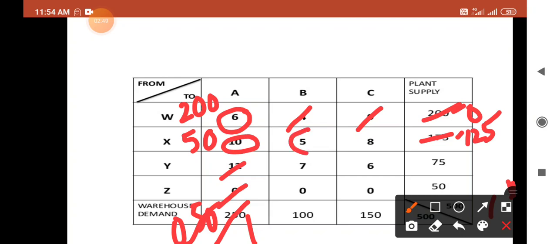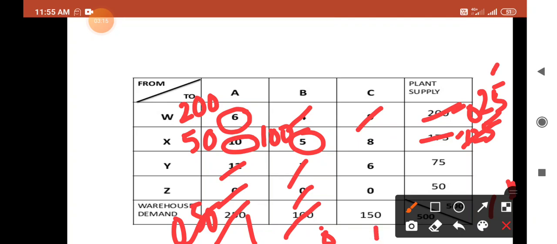Out of the remaining, 5 is the northwest corner. Here there is 125, here 100. Minimum is 100, so we make the allocation 100. 100 minus 100, 0. Other elements in that column get cancelled. 125 minus 100 is 25. Okay, remaining is 8. For the 8, there is 25 here and 150 here. Minimum is 25. We allocate 25. 25 minus 25, 0. 150 minus 25 is 125.